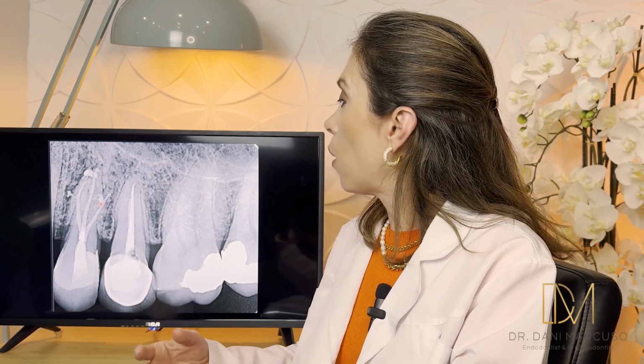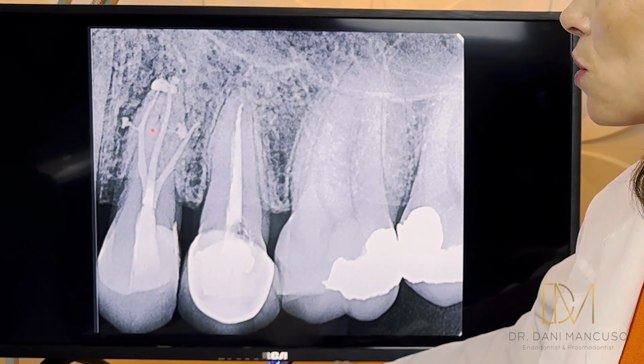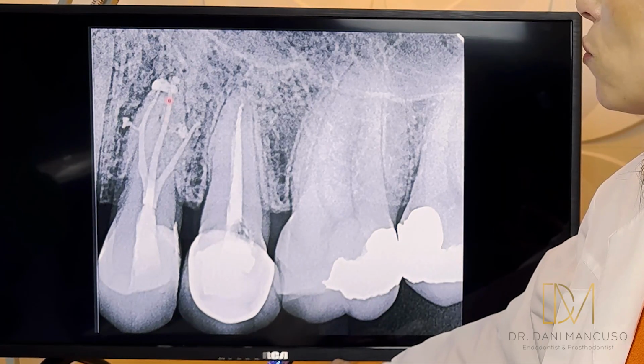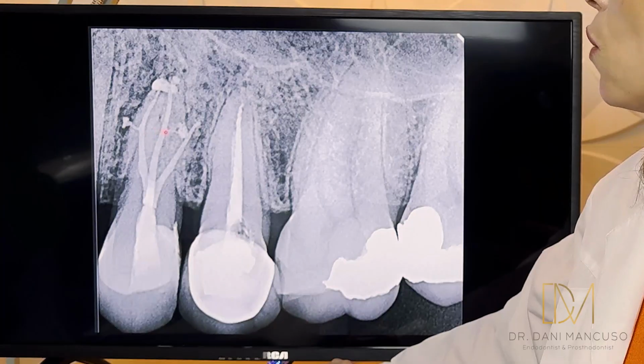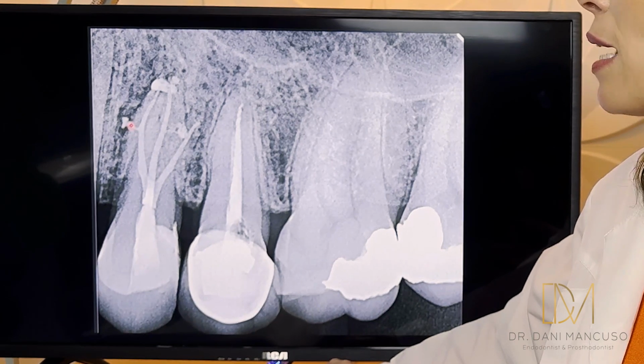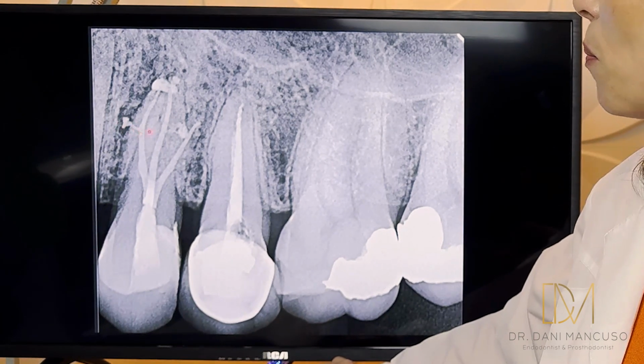You need to agitate that irrigant inside, EDTA, sodium hypochlorite, agitate them with the ultrasonic, or something else that you use, if you use laser, but it needs to be efficient for you to be able to disinfect this area. Once you seal and obturate the canals, then you start to see those sealer puffs, which is very important nowadays, because it means that you've disinfected and filled those canals properly.